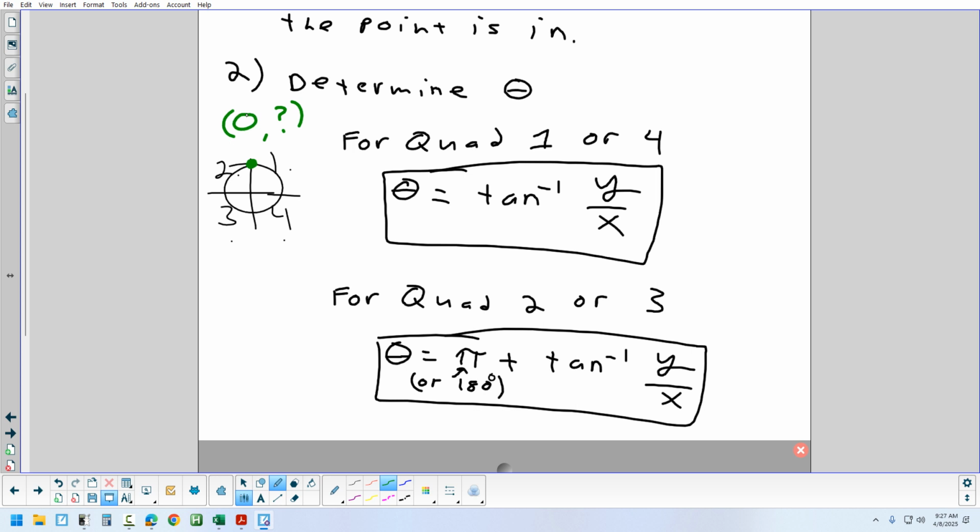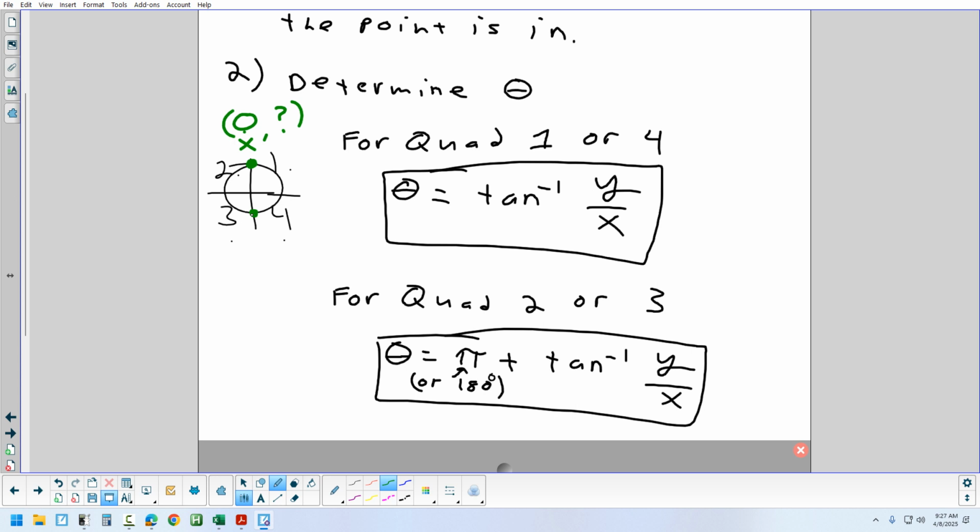What would happen if you try to use either one of those formulas and plug in a 0 for the x value? Why not? You can't divide by 0. You can't divide by 0. Right? So if you have a coordinate that ends up on this axis, your x value is 0. You can't fill in a 0 for x. That's why these formulas will not work.